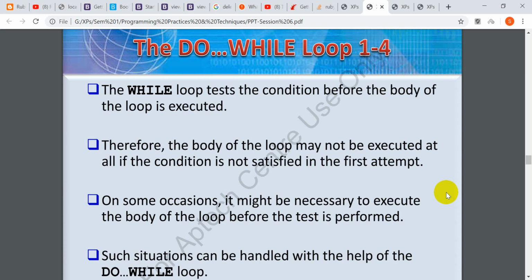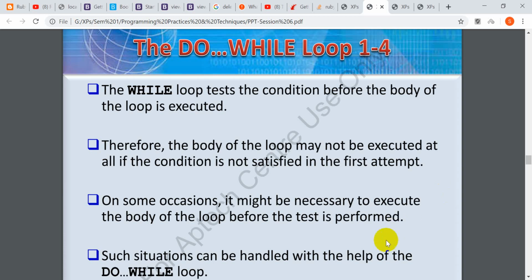The body of the loop may not be executed at all if the condition is not satisfied in the first attempt. So the body will not be executed if the condition is not met, it will just terminate, just like the one you saw in the flowchart. Is count less than 1000? No, so go ahead and just end the program.